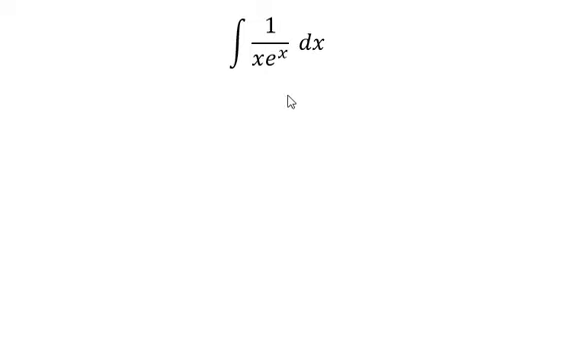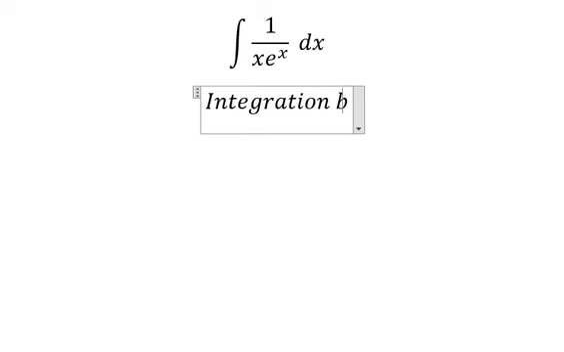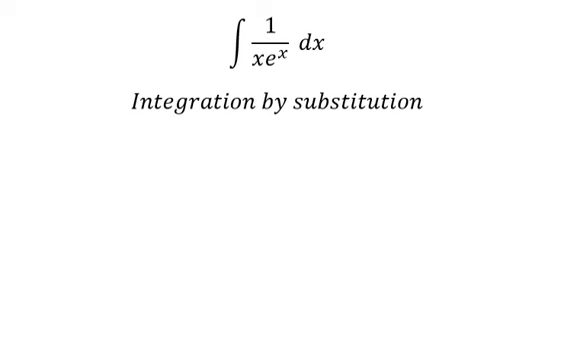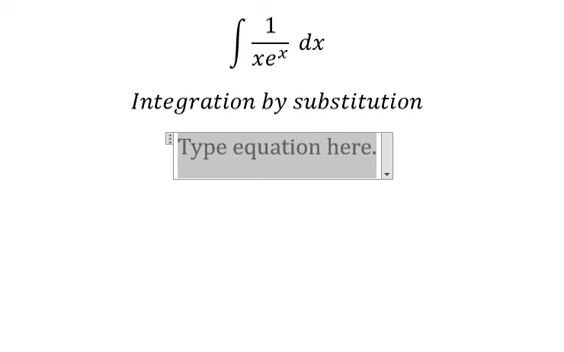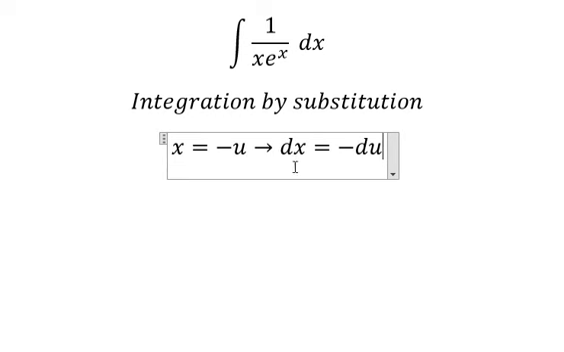So today I will show you how to answer this one. We can use integration by substitution. So I will put s equals negative u. After that, we need to first take the derivative of both sides, and we have it like this.